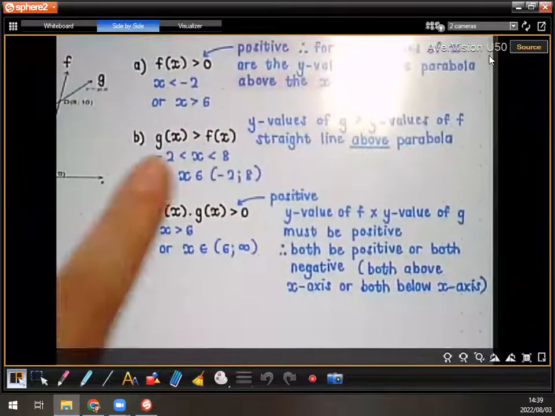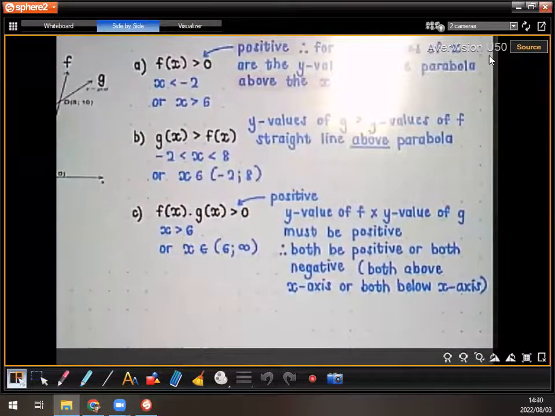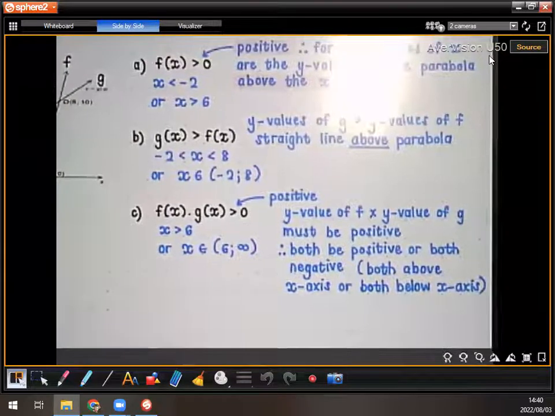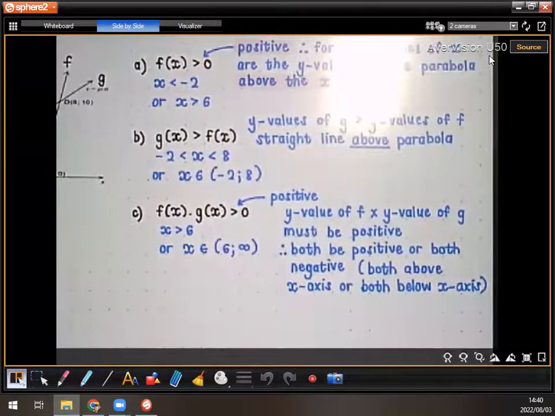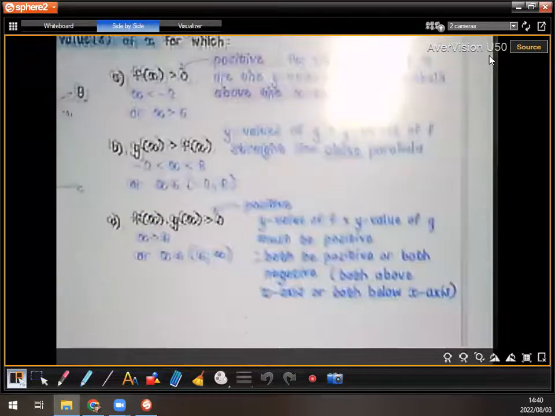Now, again, if they ask for negative here, what two numbers would you multiply together to get a negative answer? A positive and a negative, hey. So then you would look for places where the one graph is above the x-axis and the other one below the x-axis. Okay, and then you would write that down. It will probably come up in a question like that. Right, any questions on question 1, guys?